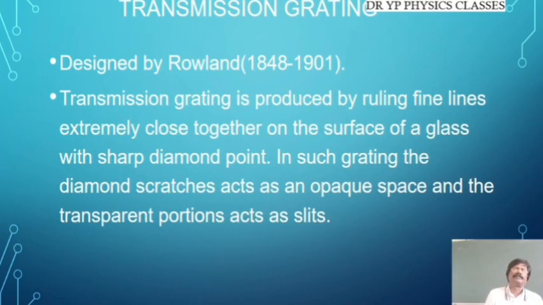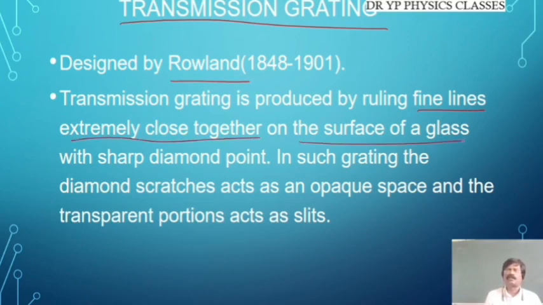Reflection grating is on a metal sheet, where you can draw a number of lines, and the light which is falling on that ruling gets reflected back. This is what is called a reflection grating. The transmission grating was designed by Rowland. It is produced by ruling fine lines extremely close together on the surface of a glass with sharp diamond points. In such a grating, the diamond scratches act as opaque spaces, and the transparent portions act as slits.